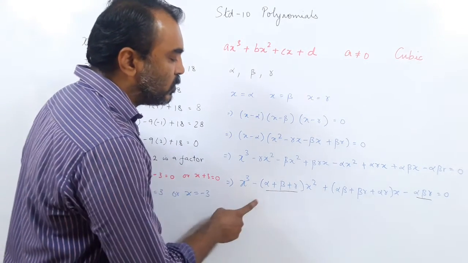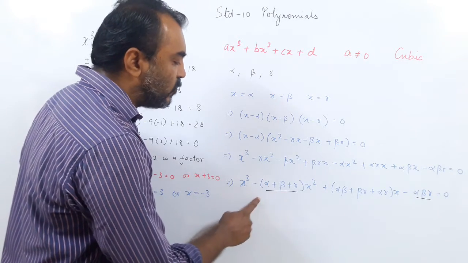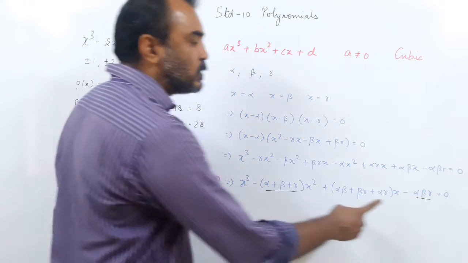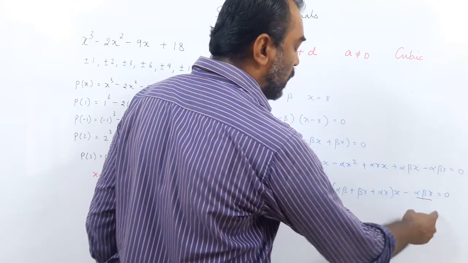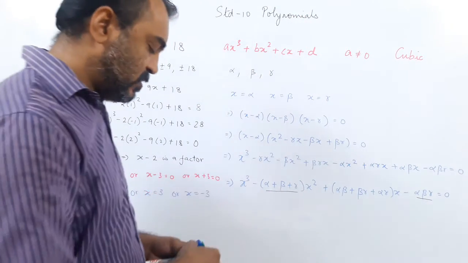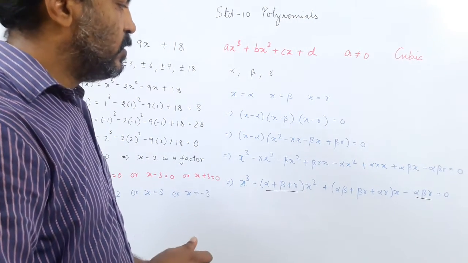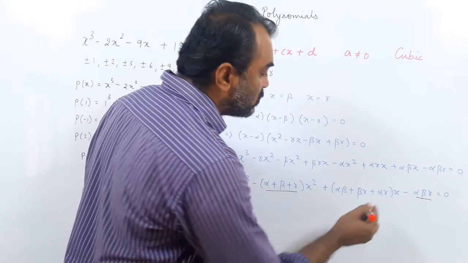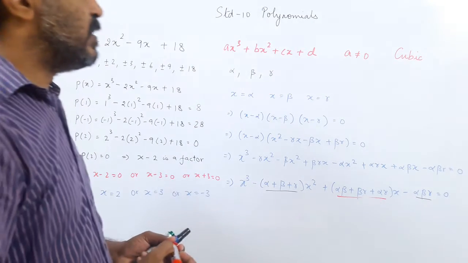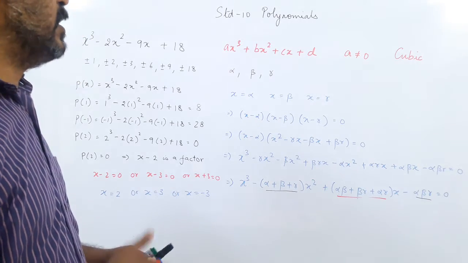Here this is the sum of all the three roots, alpha plus beta plus gamma. This is the product of the three roots, alpha into beta into gamma. But here we got an extra term. This term is the product of the roots taken two at a time. Two at a time means alpha beta plus beta gamma plus gamma alpha.